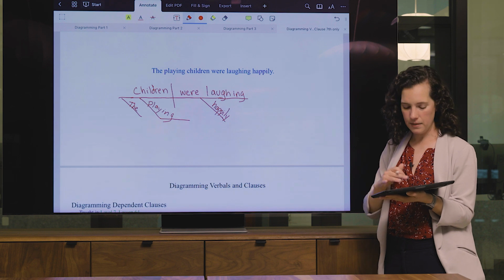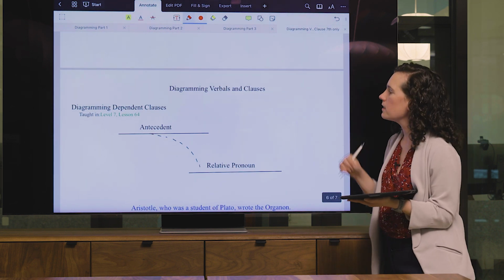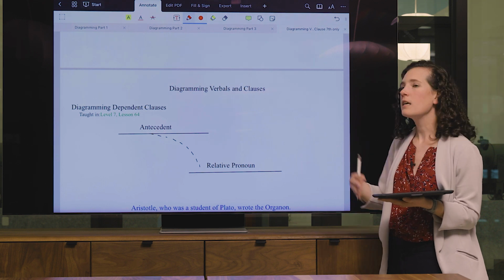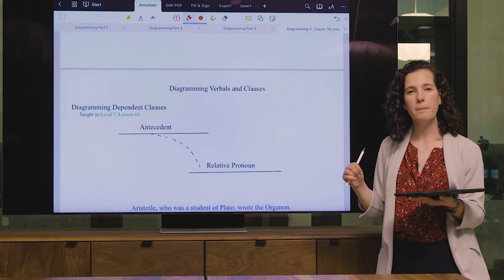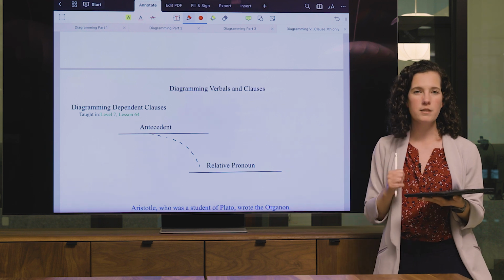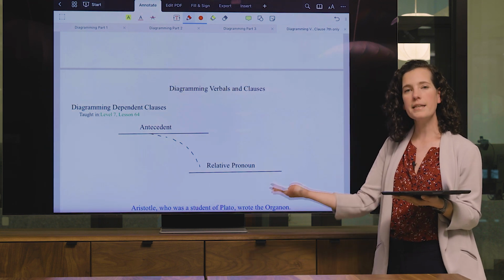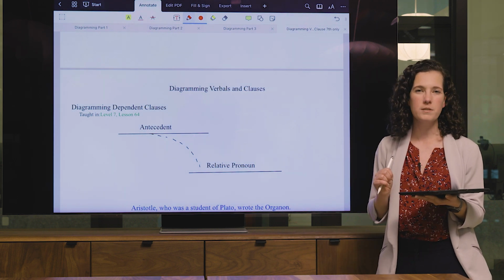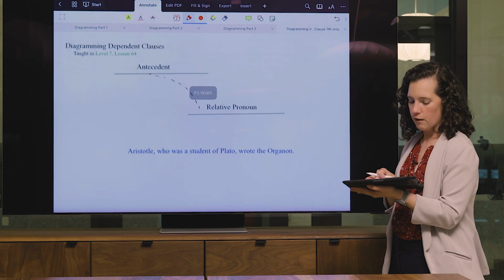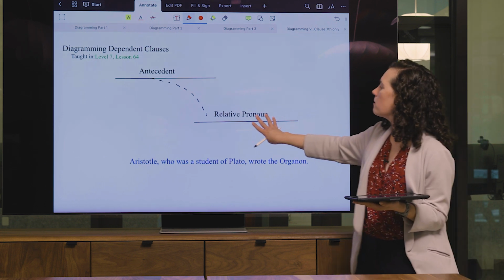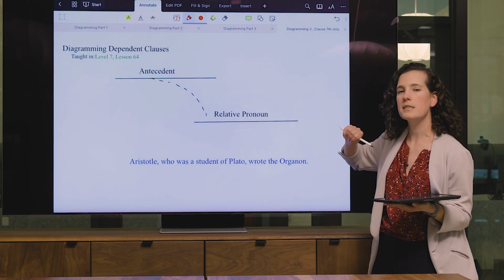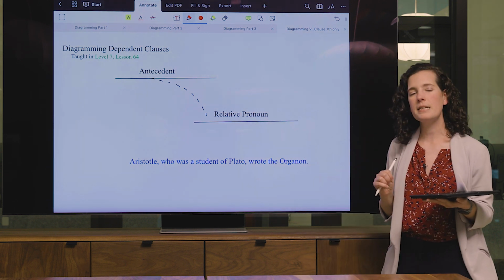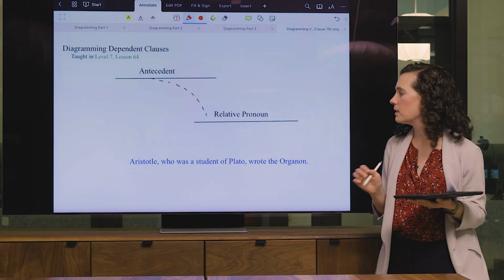There's one other new element that 7th graders learn, and that's to diagram some dependent clauses. Dependent clauses, a clause is anything with a subject and a verb. So a sentence that has a dependent clause in it is going to have an independent clause and a dependent clause, which means it has two clauses, but it is different from a compound sentence. For these sentences that come up in lesson 64, there's going to be a relative pronoun that is describing some antecedent from a previous part of the sentence.